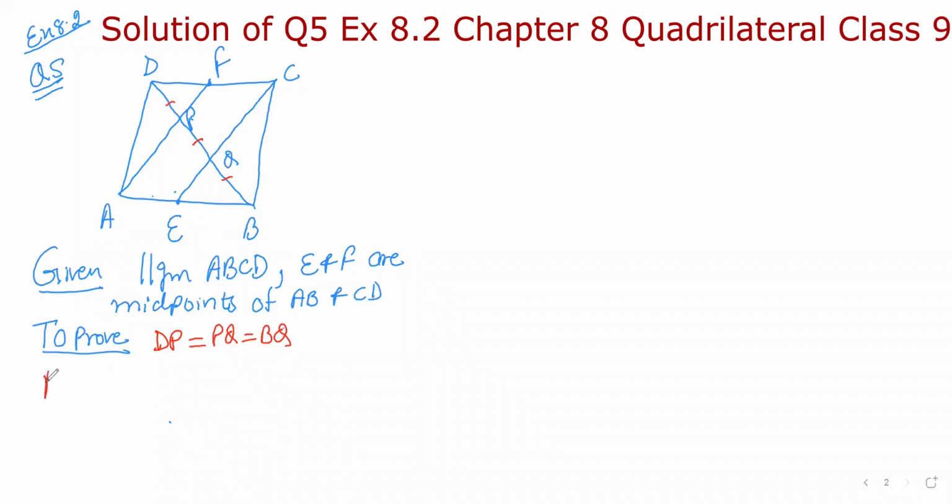So I think the question is very clear to us now: we are given a parallelogram where E and F are the midpoints of corresponding sides, and we have to prove that the lines AF and EC trisect the diagonal DB into 3 equal parts, where DP equals PQ equals BQ. ये हो गया. Now to prove it, let us prove that this is a parallelogram.